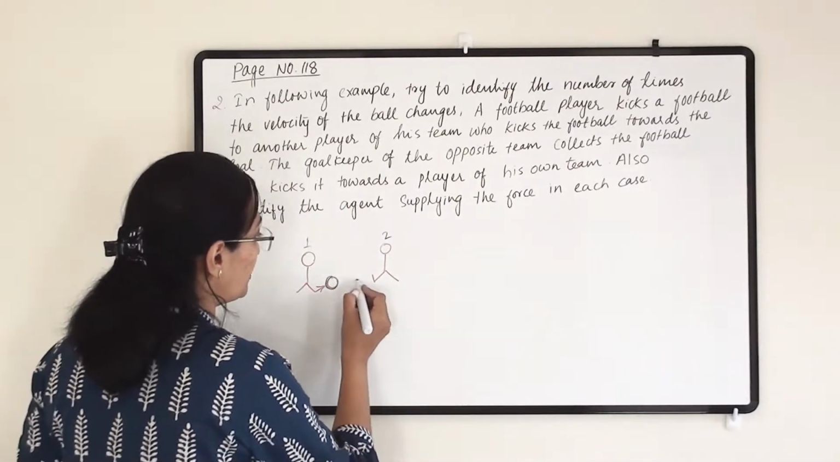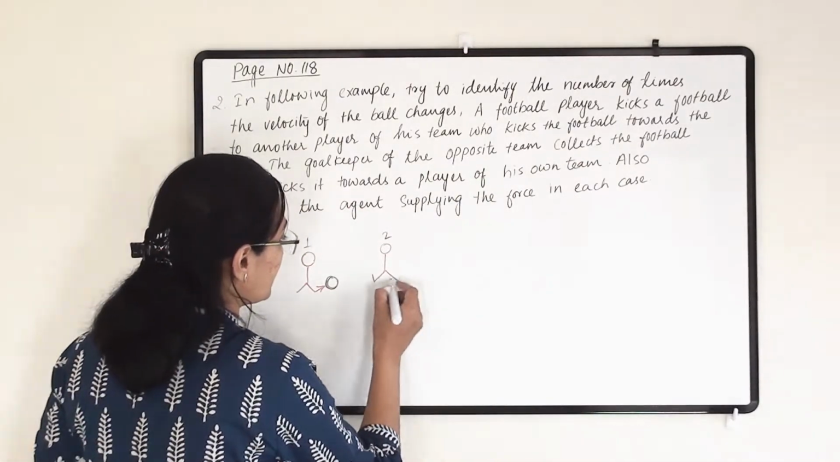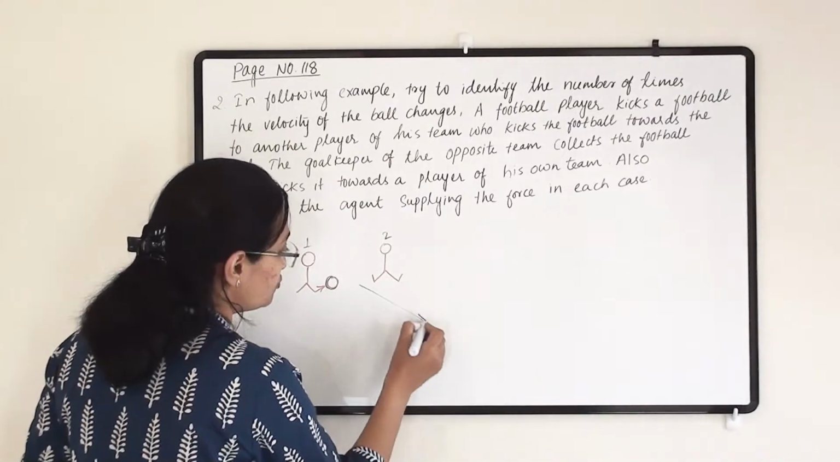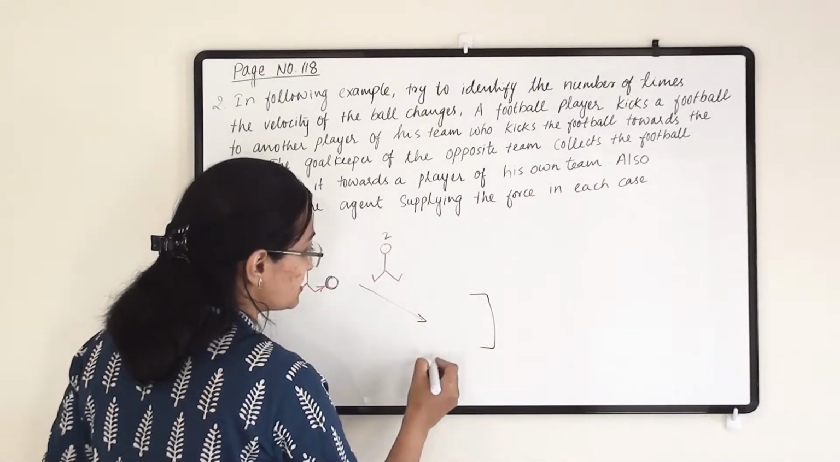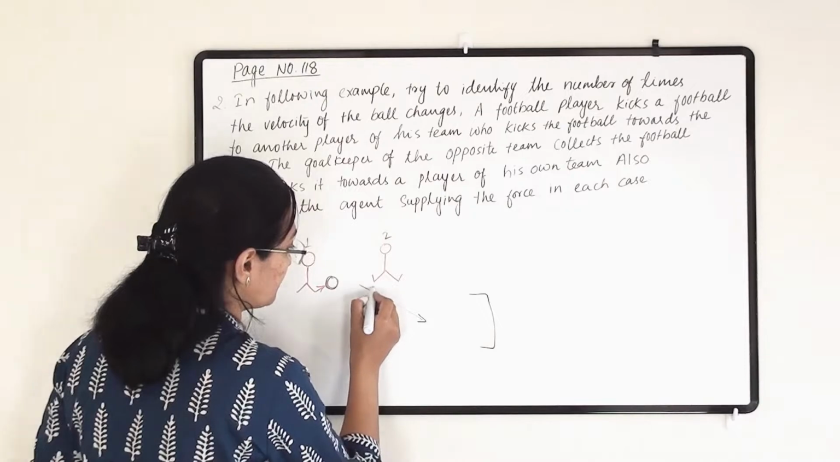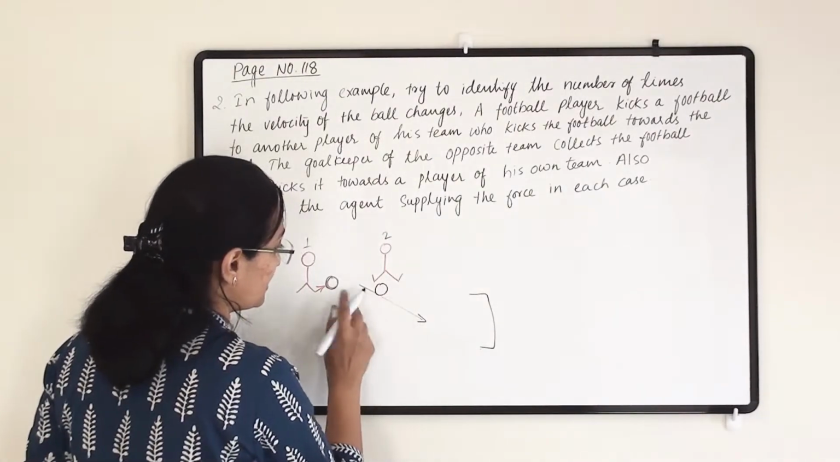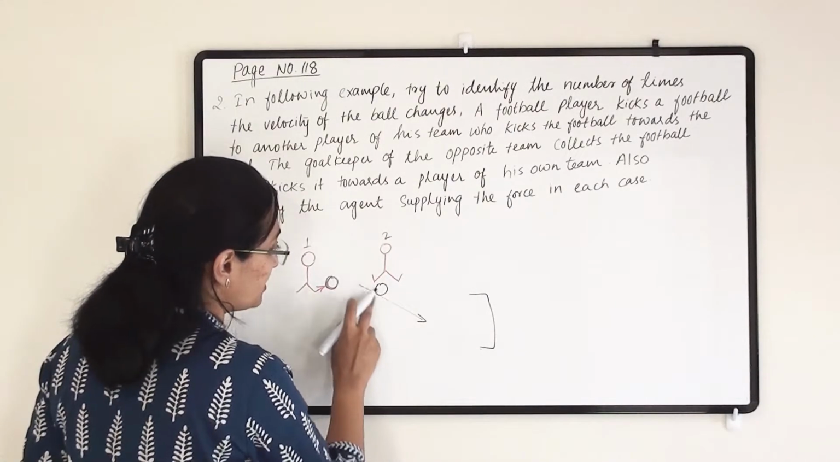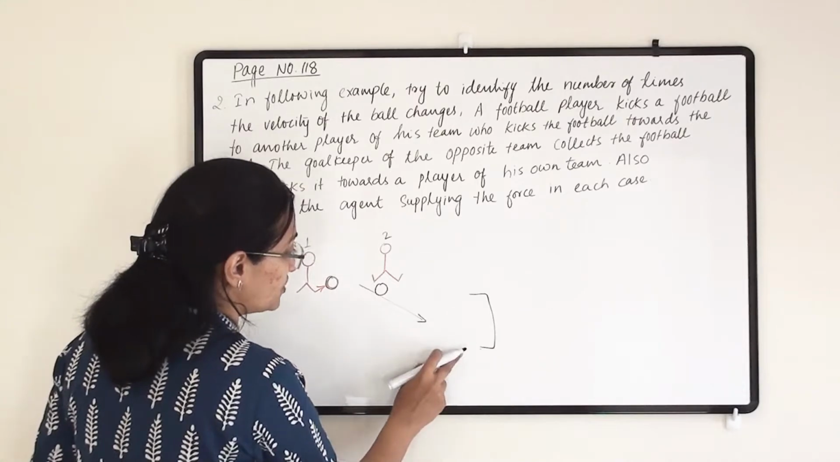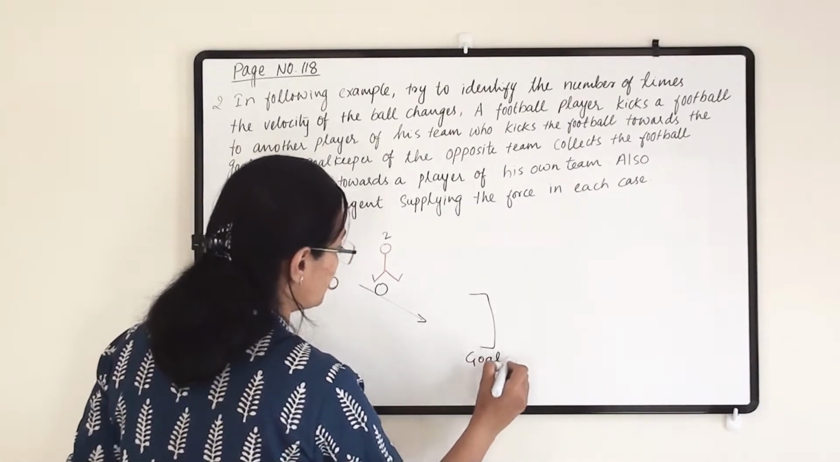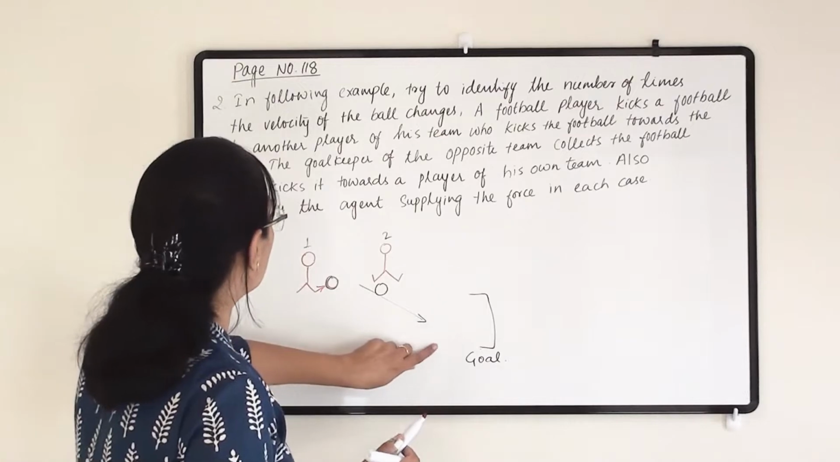Now once this ball reaches here, he kicks it towards the goal post. This is a goal post and he is kicking. So this is the second time, where the second player is kicking towards the goal post. This is a goal post, so he is kicking over here.